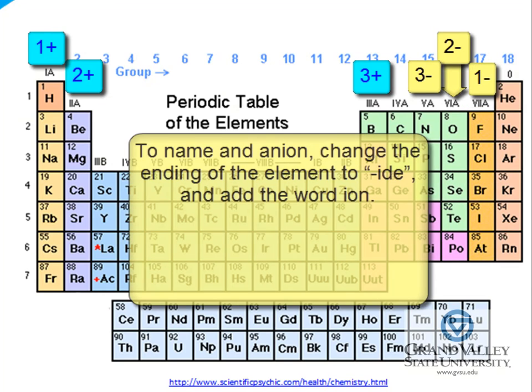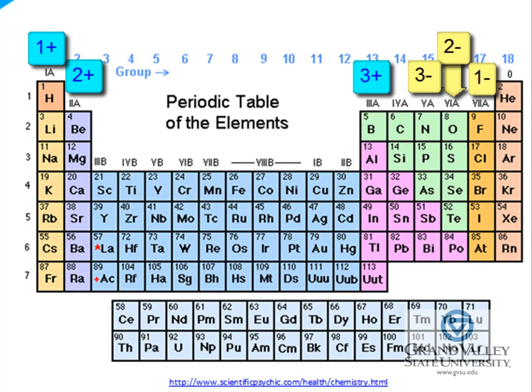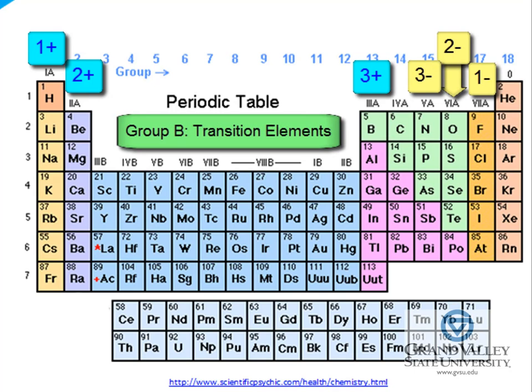To name an anion, change the ending of the element to "ide" and add the word ion. For example, the anion formed from chlorine is named chloride ion and has the chemical symbol of Cl with the superscript negative. The elements located in group B are known as the transition elements.